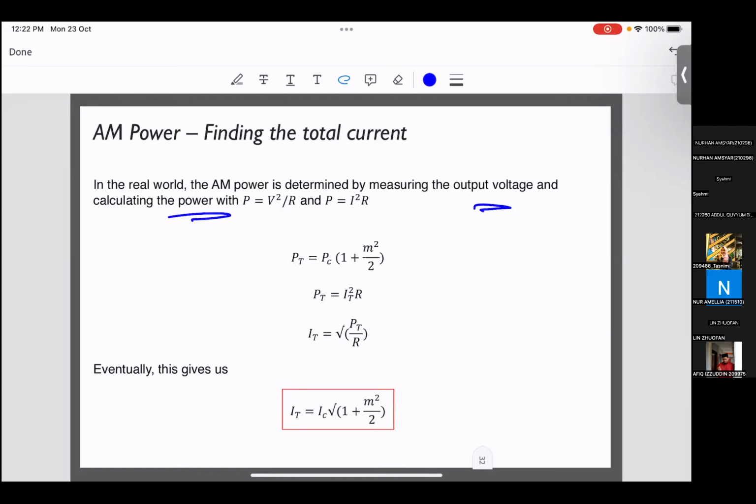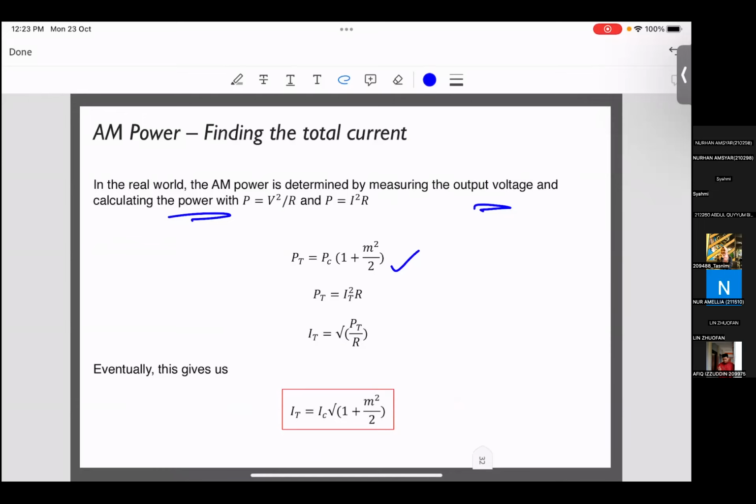As I mentioned before, you have an equation and you flip it over using these basic equations. Now, how do we find the total power transmitted in terms of current? Same case here. We have IT squared times R. If I rearrange this to make IT the subject, this becomes the square root of PT over R. Eventually, this gives us IT equals IC times the square root of 1 plus m squared over 2.